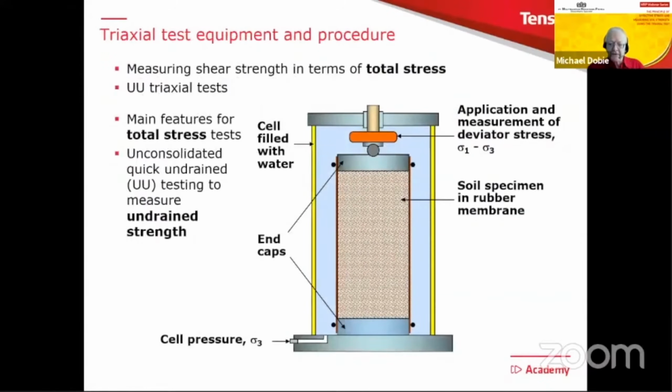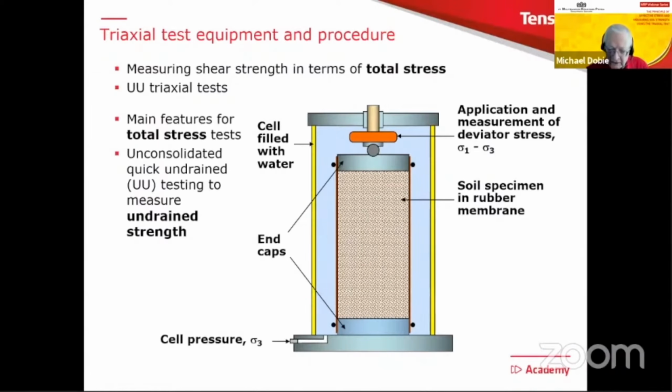So here we are. There's a nice little cross-section of a triaxial test cell. This shows the principal elements of the test set up for what we call a total stress test. And these would be the so-called UU triaxial tests. That's to say, unconsolidated, undrained triaxial tests.